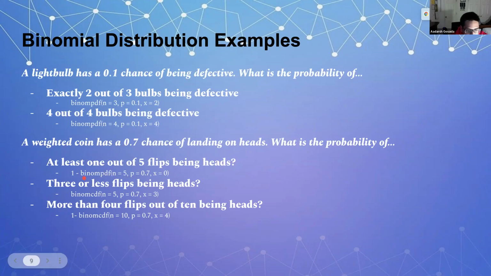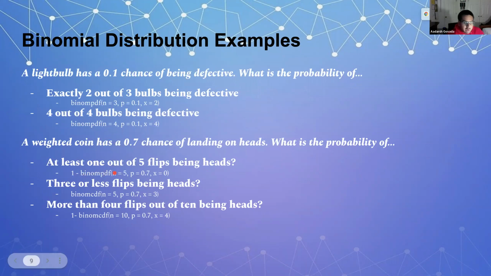So we take the binomial PDF of 5 because there are 5 trials, so n equals 5. 0.7 is the chance of success, so we have a 0.7 here. And then we're looking for 0 successes, so x equals 0. That's the chance of getting 0 successes out of the 5 flips. And then we take 1 minus that, and that's the chance of getting anything but 0 successes, which means at least 1.